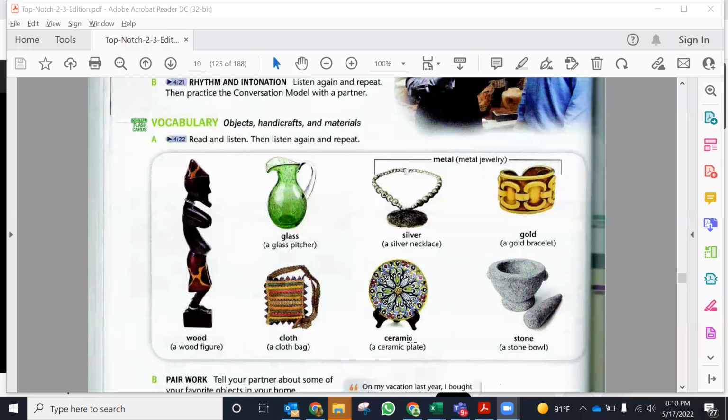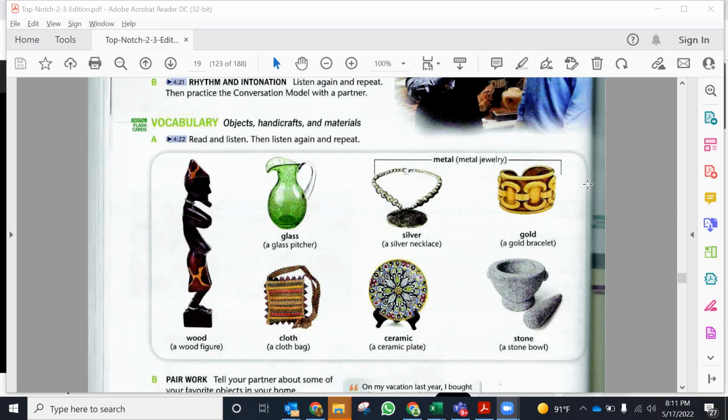Next one, we have ceramic. We all know what ceramic is. It's the same as in Spanish, a ceramic plate in this case. We have stone. Stone is piedra, okay? No es roca, roca sería rock. Piedra, o sea, el material. So we have stone and we have here a stone bowl. A bowl is something where you put things in, okay? Or like a container. So we have a stone bowl here.